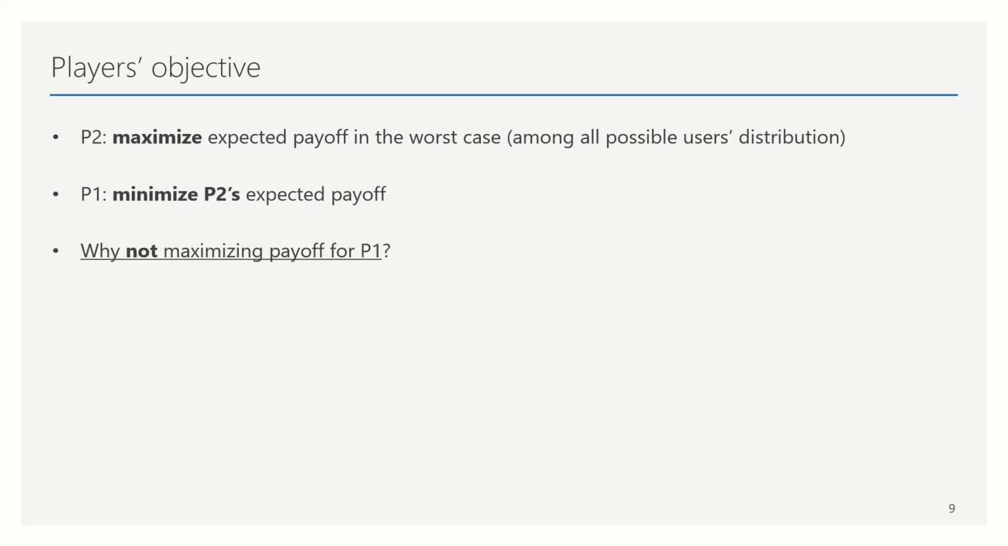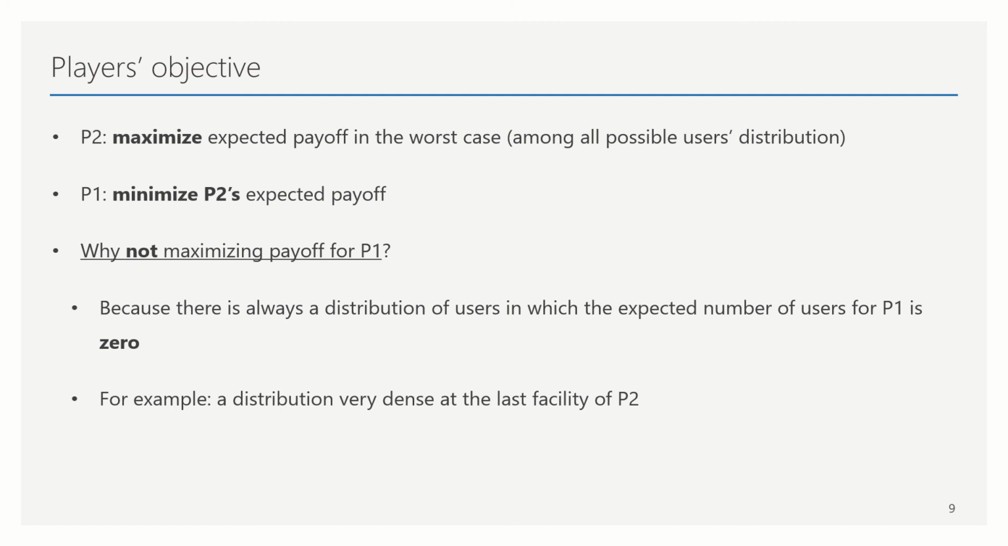Now a question comes up. Why does P1 not desire to maximize her payoff? The short answer is all the time there is a dense distribution close enough to the last facility of P2. Hence, P1's payoff can be zero all the time.